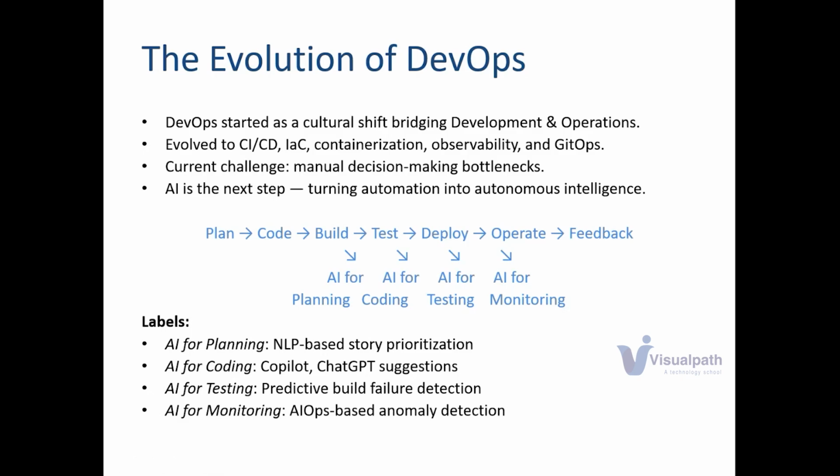So for AI in planning, there's NLP-based story prioritization. Now, what is NLP-based? Natural language processing. Now, what is AI, first of all? I'll not go into the depth of AI. We all know artificial intelligence. But what is the heart of AI right now? The heart of AI is LLM, large language models. If you have heard of it, very good. If you haven't heard of that also, no problem.